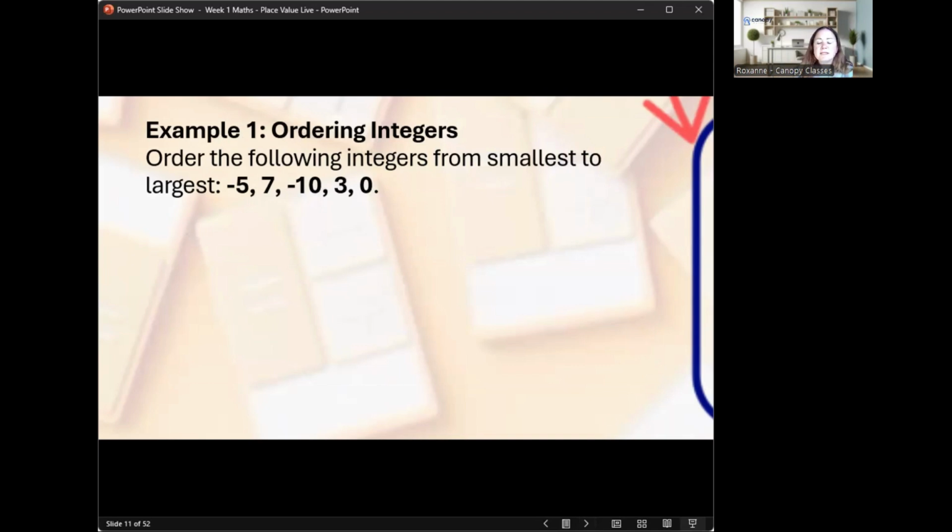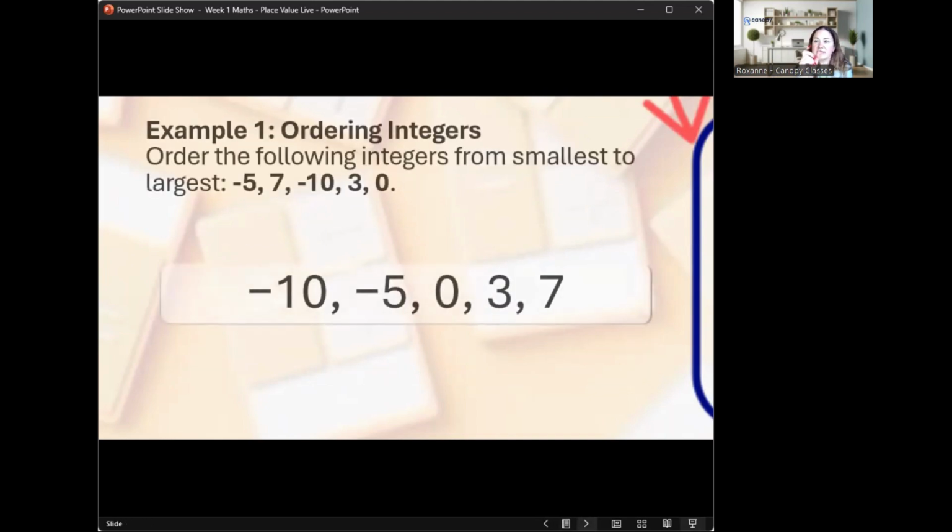Our smallest number here is what looks to be the biggest number. It's negative 10, so that's the smallest number in that list. Then we've got the other negative, which is -5. And then 0 is larger than -5, but it's smaller than the next one, which is 3. And of course, 7 is the largest number in this example.